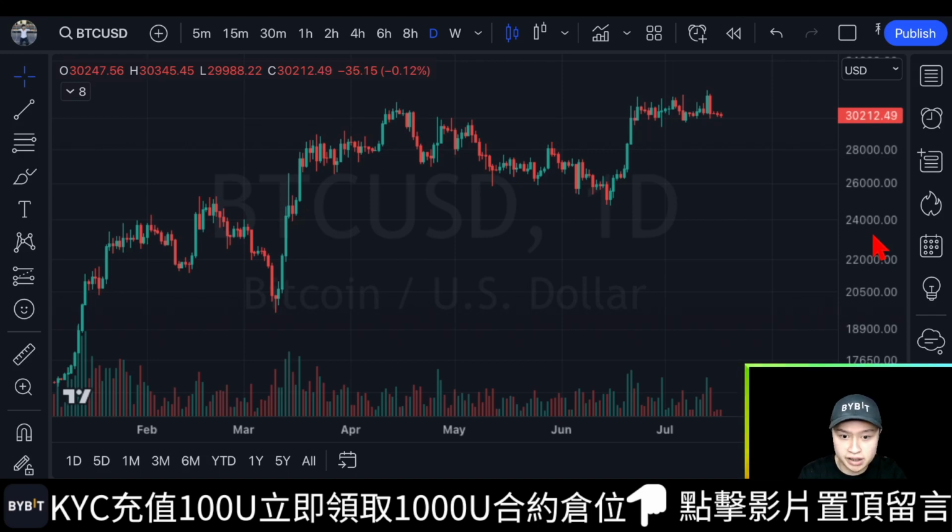Will the risks of Bitcoin spread? If you're interested to find out, please keep watching. We'll start by taking a look at the daily candlestick chart.